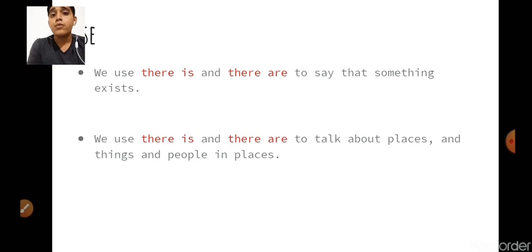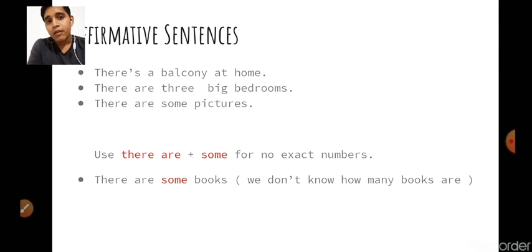What is this? We use there is and there are to say that something exists. And we use there is and there are to talk about places and things and people in a specific place. We have here some examples using affirmative sentences. There's a balcony at home. There are 3 big bedrooms. And there are some pictures.